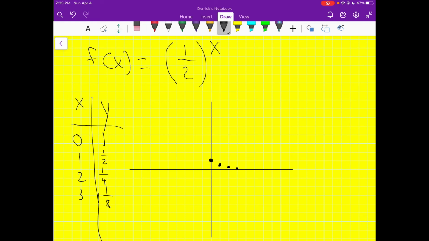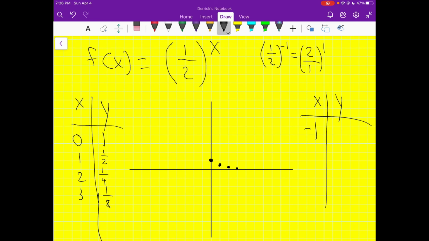This time then, let's talk about the negative side, just like we did before. If I plug in -1, well, I'm still supposed to be doing the reciprocal, so if I'm taking 1/2 to the negative first power, the reciprocal of 1/2 is 2/1, so really I'm taking 2/1 to the first power. And we know that 2 to the first is 2. So -1, 2 would be a coordinate point for our graph.